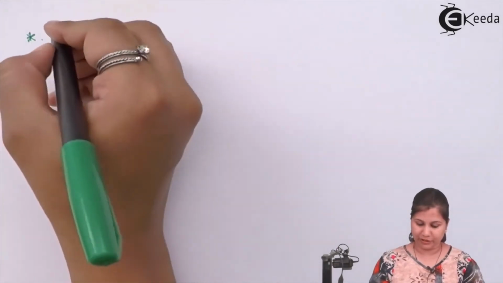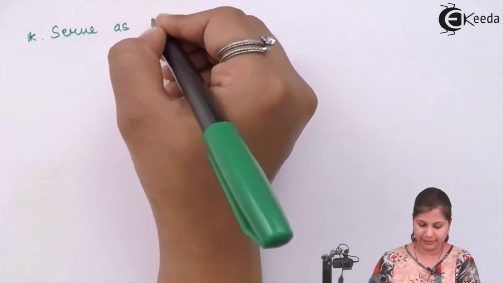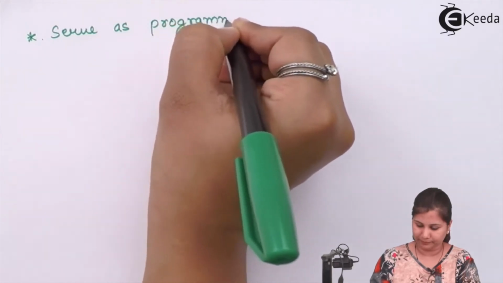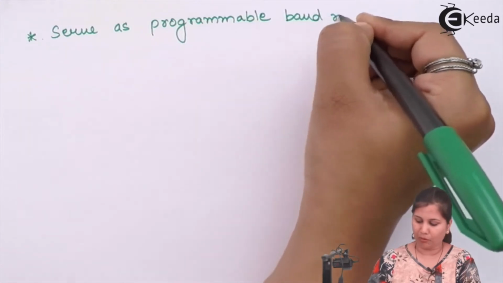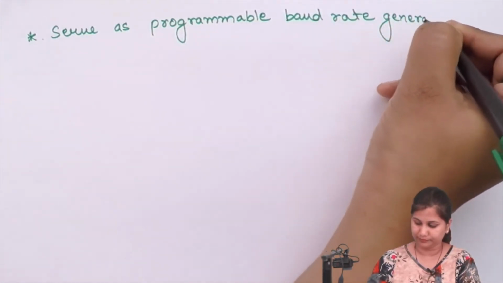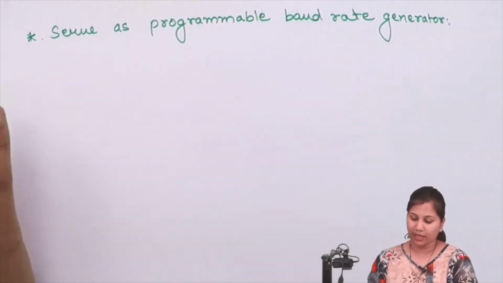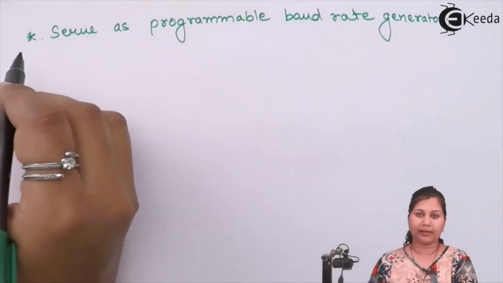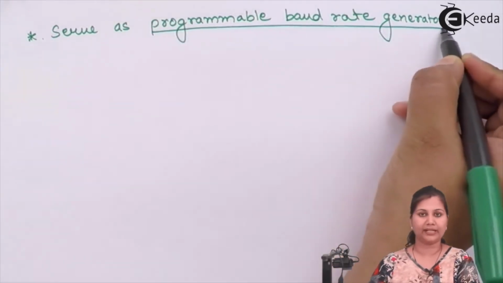The next application is that this IC can serve as a programmable baud rate generator. Baud rate means bits per second. So how many bits are being transferred per second? So this IC 8253 can be used as a programmable baud rate generator.